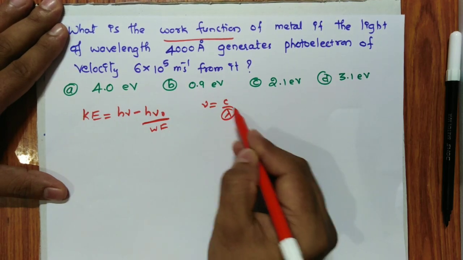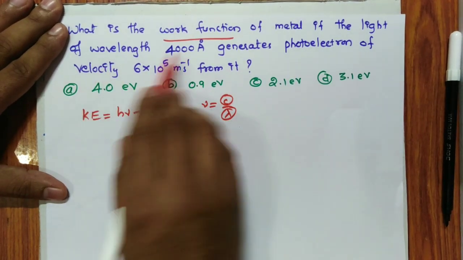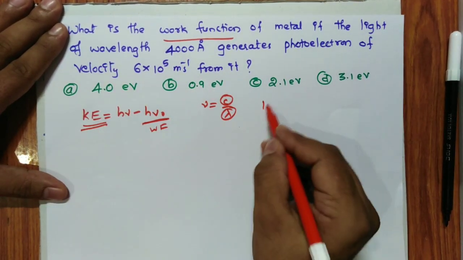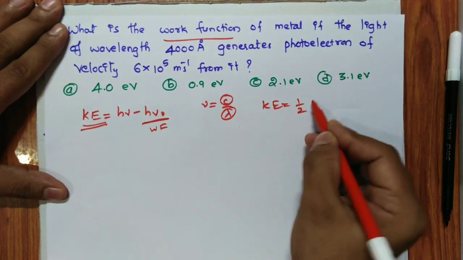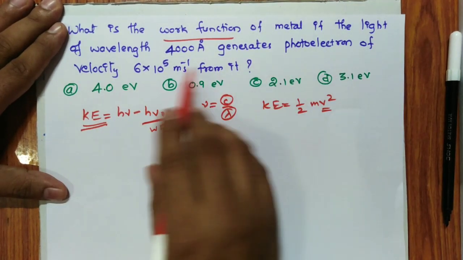C by lambda. So this wavelength is given, and C we know, so we can substitute it here. Now the photoelectron velocity is given. Kinetic energy is nothing but what? Kinetic energy is equal to half mv square. Velocity is given, and they are telling about an electron.